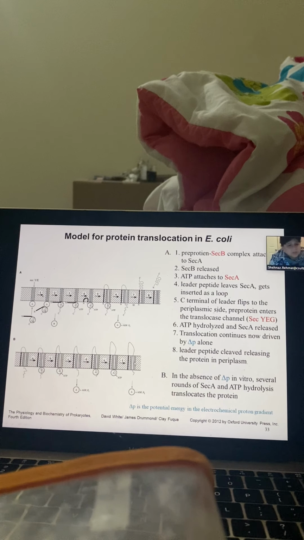And in this one, in the absence of delta P, you will need several rounds of SEC-A and ATP hydrolysis. So you can see SEC-A being involved more than one time, and ATP being hydrolyzed and transporting this protein if there is no delta P and the electrochemical proton gradient has been diffused away.